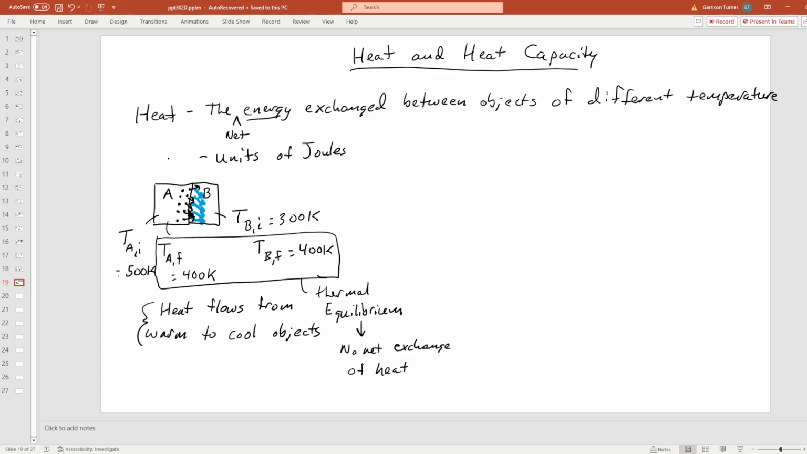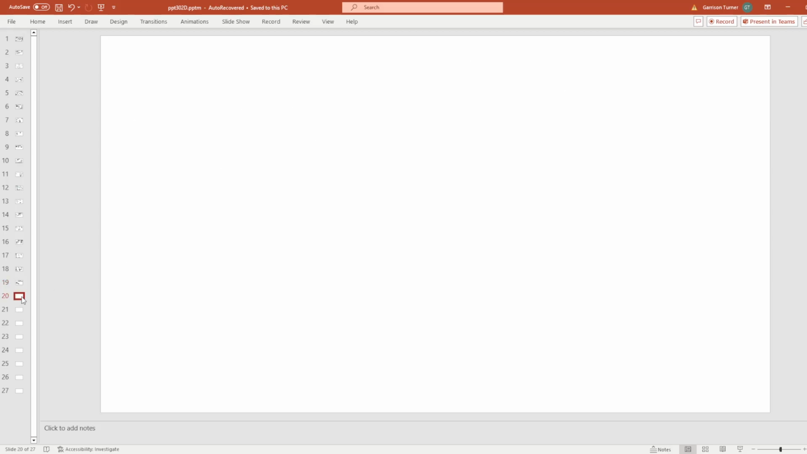So the idea of heat is just the energy that's exchanged between two objects of different temperature, and it really boils down to the molecular and atomic processes. Okay? So we define the kind of standard unit of heat.